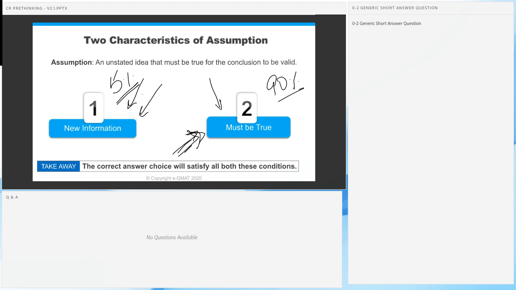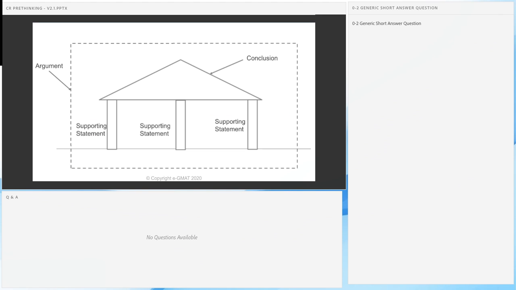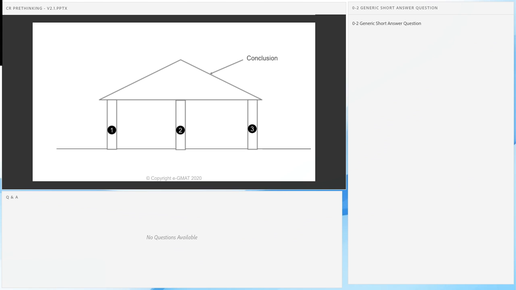Great question. Okay. Now, how do you visualize the must be true piece? So at e-GMAT, we try and draw parallels with regards to everything. So think of your entire argument as this house, where the roof is the conclusion, and you have three supporting pillars or supporting statements overall. Let's call them 1, 2, and 3. And let's figure out what this must be true actually means. So let's assume we remove pillar number 1, the roof still stays upright, it doesn't fall down, which means pillar number 1, while it made the roof stronger, while it was a strengthener, it's not an assumption.